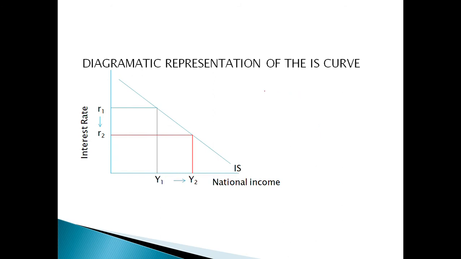So this is just a diagrammatic representation of the IS curve. It looks like the aggregate demand curve. It's downward sloping. In other words, the interest rate and the national income move in opposite directions. The higher the interest rate, the lower the national income, and the lower the interest rate, the higher the national income.